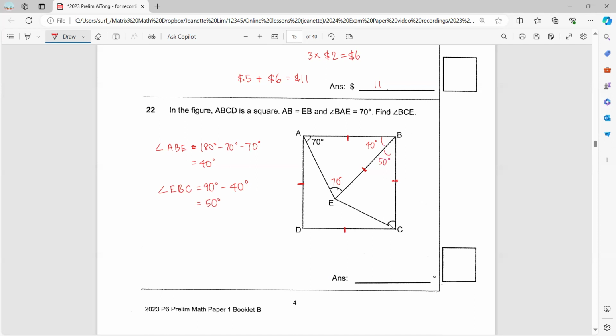Now I can use the isosceles triangle. So to find BCE, 180 degrees minus 50 degrees, then the whole thing divided by 2. Answer: 65 degrees.